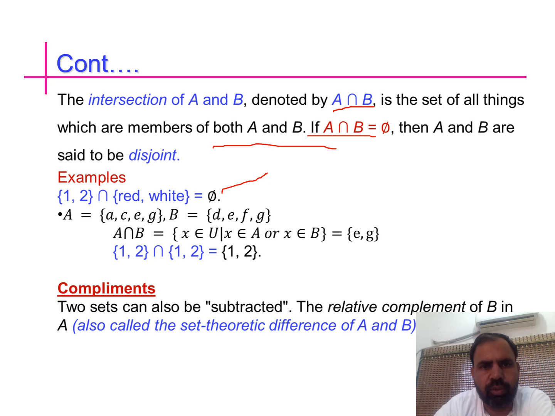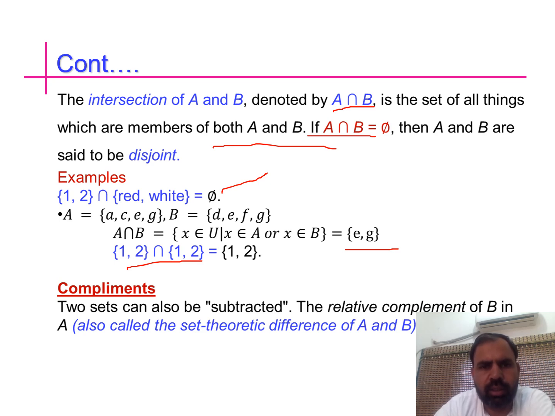So A is equal to {A, C, E, G} and B is equal to {D, E, F, G}. If we take this, then the common elements from these two sets A and B are E and G. And if we take the same sets {1, 2} and {1, 2}, then the intersection is one set and the union is also one set.